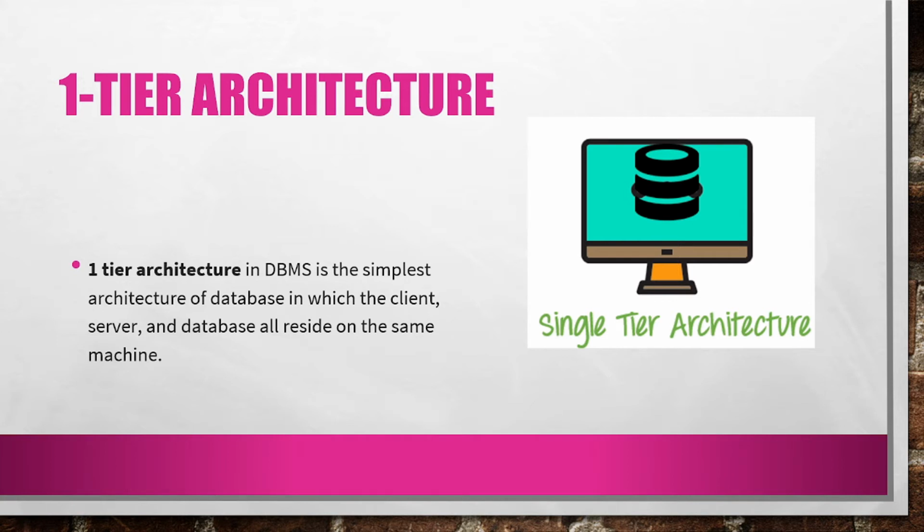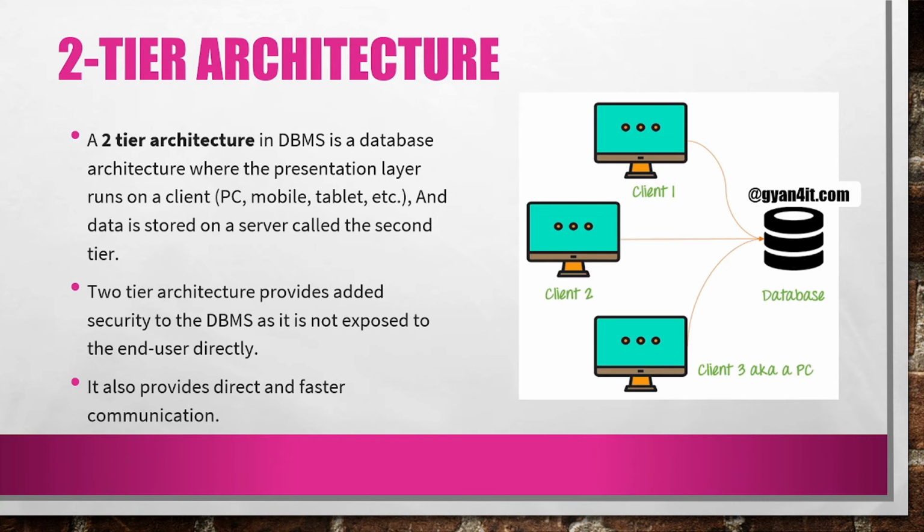Here, as I have written, one tier architecture in DBMS is the simplest architecture of database in which the client, server and database all reside on the same machine. Next one, two tier architecture. Actually, this type of architecture is used for the database management system whenever your database is stored on a server and the client, that means you have multiple users who are going to use the database from different clients. So this type of architecture is called two tier architecture.